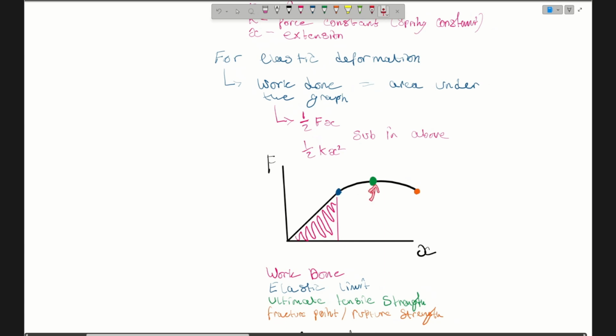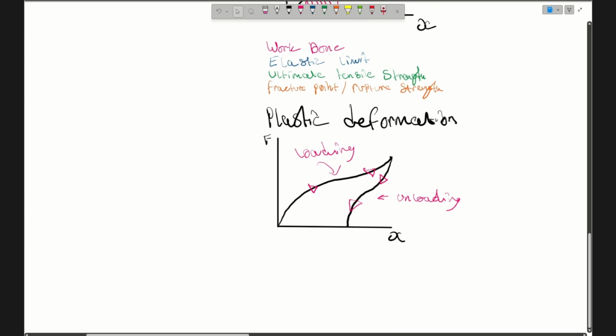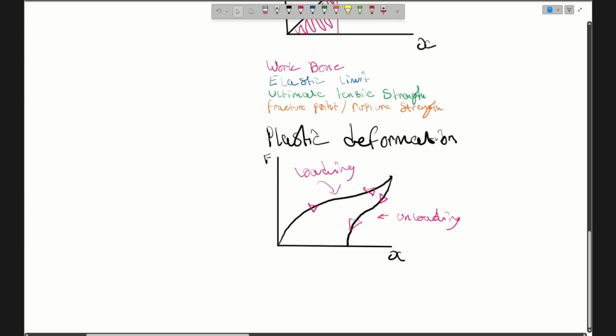Another point you need to know on these graphs is called ultimate tensile strength, or sometimes it's just ultimate strength. It depends. You can see both. This is the maximum point that force reaches before you start seeing the drop in force for continued extension. And then finally you have either the fracture point or rupture point. Once again, it's got two names. And this is where the object will actually break. For plastic deformation, we see none of this. We see a loading curve and an unloading curve.